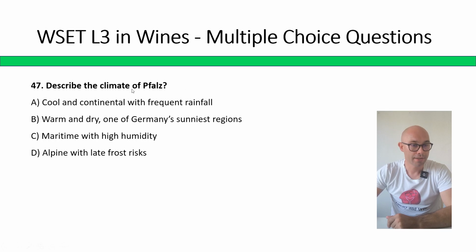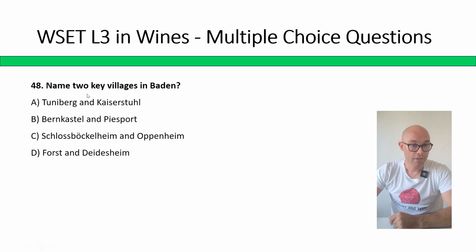Describe the climate of Pfalz: cool and continental with frequent rainfall, warm and dry, one of Germany's sunniest regions, maritime with high humidity, alpine with late frost risk. The correct answer is B, warm and dry, one of Germany's sunniest regions, as we explained now. Name the two key villages in Baden: Durbach and Kaiserstuhl, Bernkastel and Piesport, Schloss Böckelheim and Oppenheim, Forst and Deidesheim. The correct answer is A, Durbach and Kaiserstuhl.